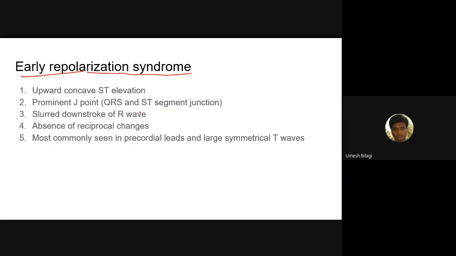The features of early repolarization syndrome are: it is seen in young adults. It is not MI. Upward concave ST elevation will be there. Prominent J point, the QRS-ST segment junction. Slurring of the downslope of the R wave. Absence of reciprocal changes. See, this is one more important thing. Anterior also, ST elevation can be seen. Inferior also you can see ST elevation.